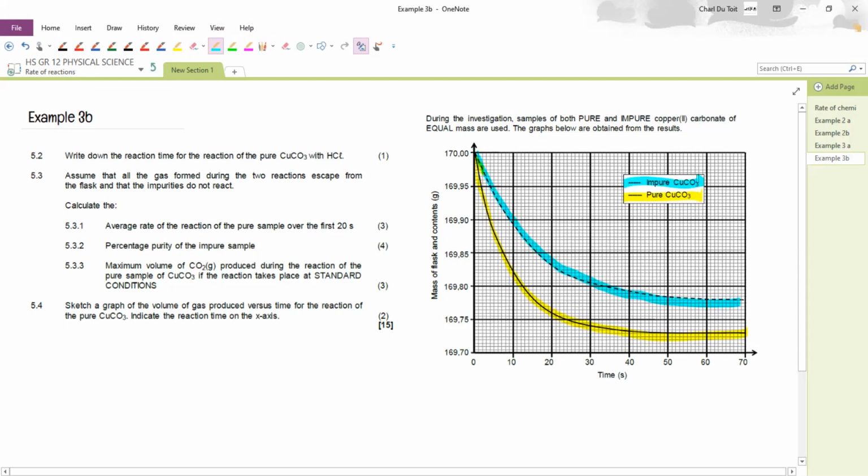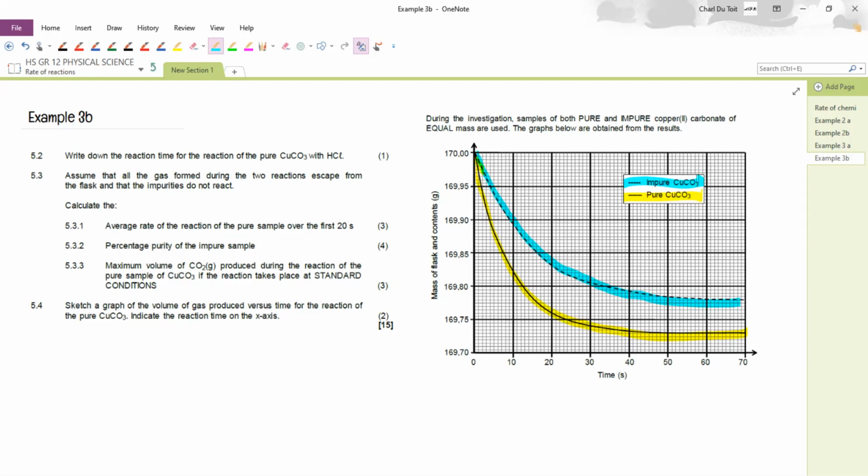Assume that all the gas formed during the two reactions escapes from the flask and that the impurities do not react. So two experiments are done. First, we do the yellow one with pure copper carbonate, and then we table our findings and we draw a graph. So we start off with 170 grams, and the rate of the reaction is quite high at the beginning, so there's a steep gradient, and then round about 60 seconds, it looks like, the reaction stops.